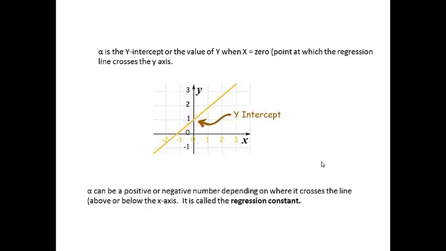I wanted to illustrate the regression constant here. We said it's the y-intercept, or the value of y when x is 0. This is where the regression line crosses the y-axis. Notice it can be positive or negative. Pay special attention to what we call this value. It's called the regression constant.